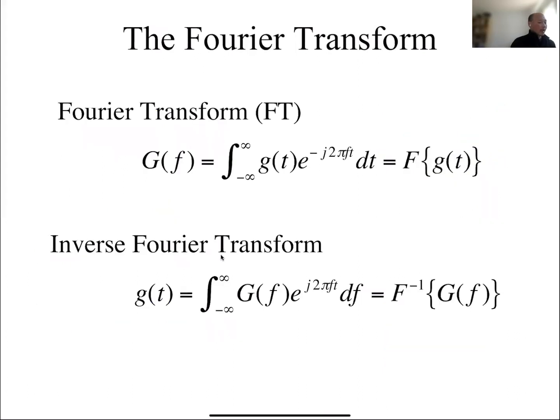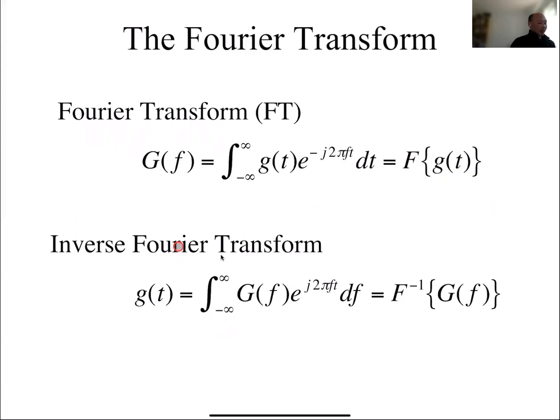So now let's talk a little bit about defining the Fourier transform. So the definition is deceptively simple. In the time domain, we might have the Fourier transform of a function g of t is given by G of f equals the integral of g of t e to the minus j 2 pi f t dt. And we can also define this as the Fourier transform of g of t.